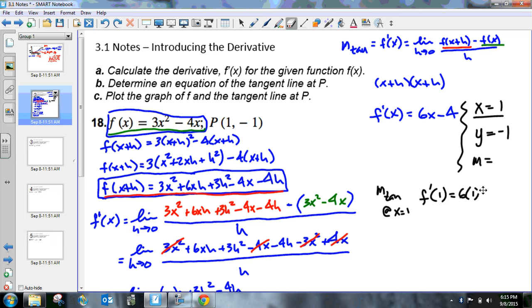I'll do 6 times 1 and then minus 4. Okay, minus 4. So 6 minus 4 ends up just giving me 2. So my slope of my tangent line is equal to 2. Okay, so let me do part B.